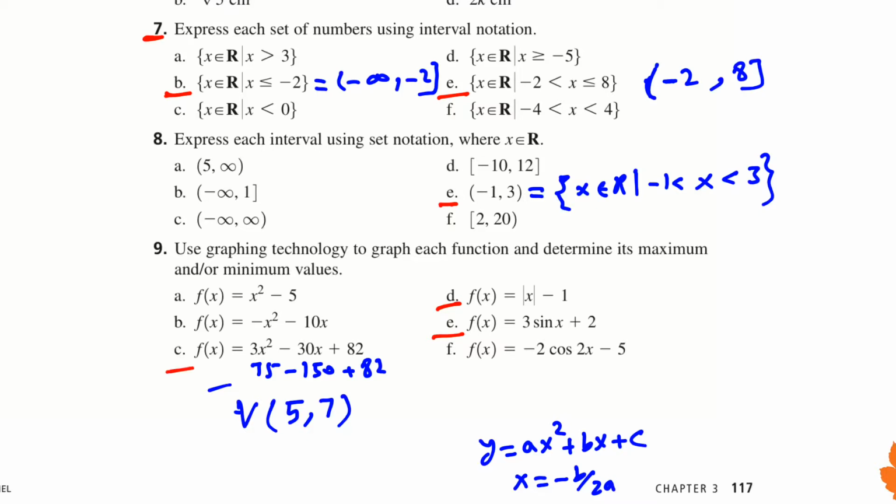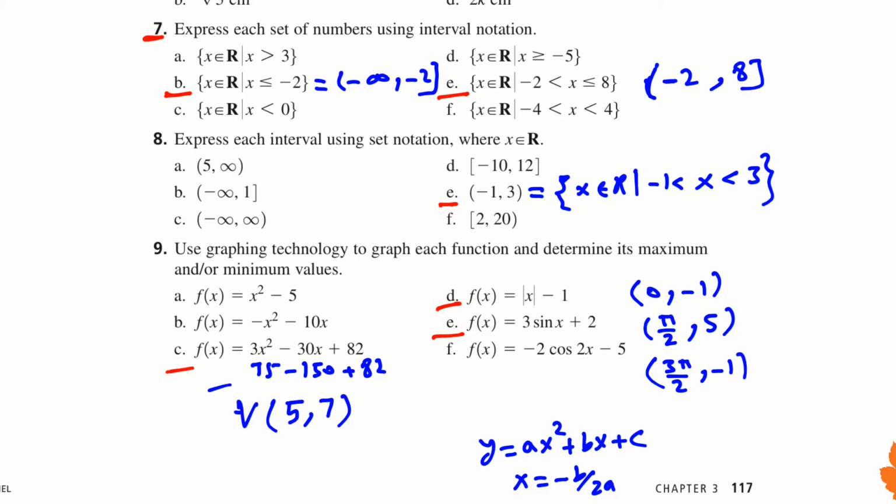Part D, f of x equals absolute value of x minus 1. The minimum is 0 and negative 1. F of x equals 3 sine of x plus 2. When sine of x is 1, x is pi over 2, we have the maximum value of 5. And when sine of x is negative 1, we have the minimum value of negative 1.